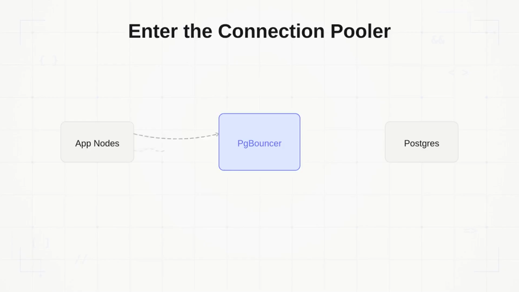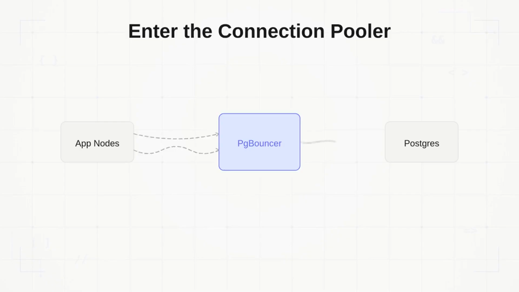The solution isn't to buy a bigger server, it's to change the relationship between clients and the database. This is where a connection pooler like PgBouncer or AWS RDS Proxy comes in. The pooler sits between your application and Postgres. It maintains a small pool of warm, persistent connections to the database. When a user makes a request, the pooler assigns an existing database connection to that request, then takes it back the moment the work is done.